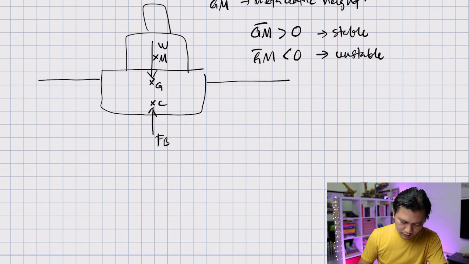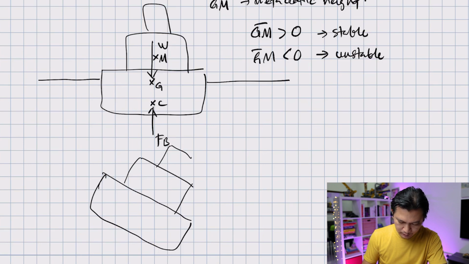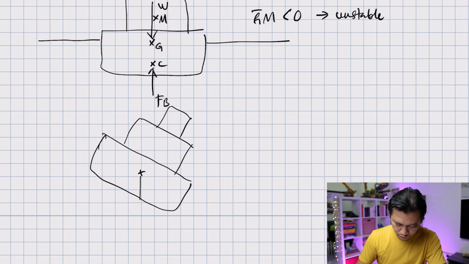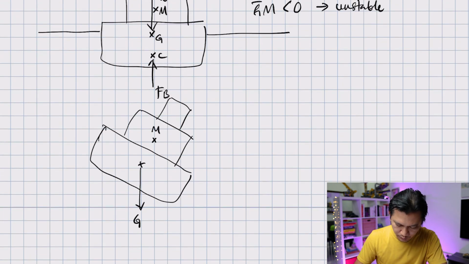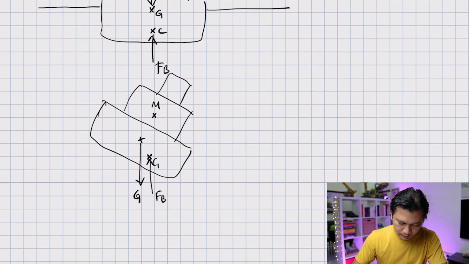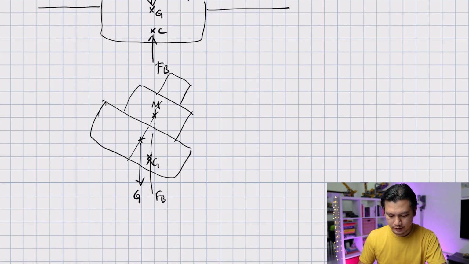Okay, when GM is positive, when you rotate the ship a little bit, the ship becomes like this, and G is still here, and there's a force going downward. This is G. But if M is positive, which means M is on top of G, then the center of buoyancy will be here. Let's call this C1. So this is the center of buoyancy, FB, and therefore M is on top of C1.